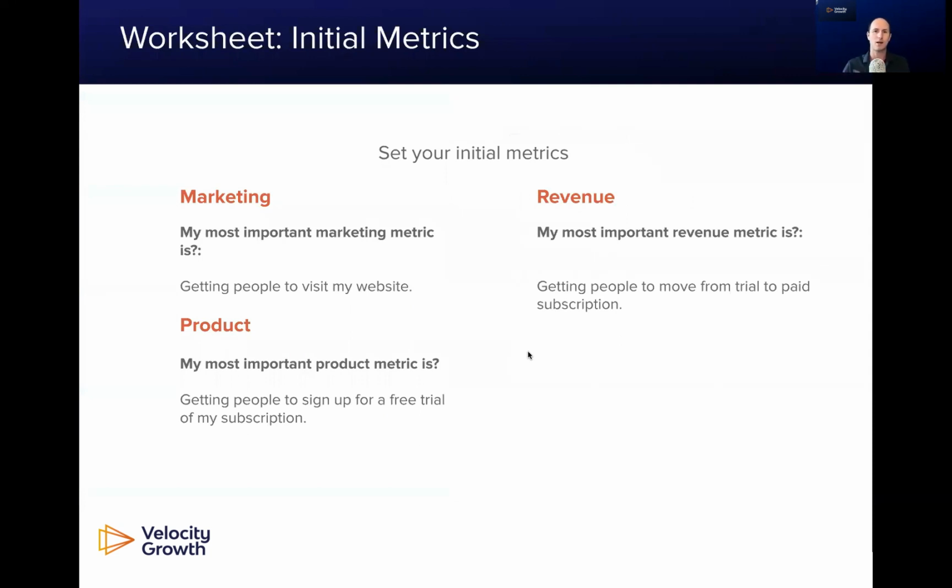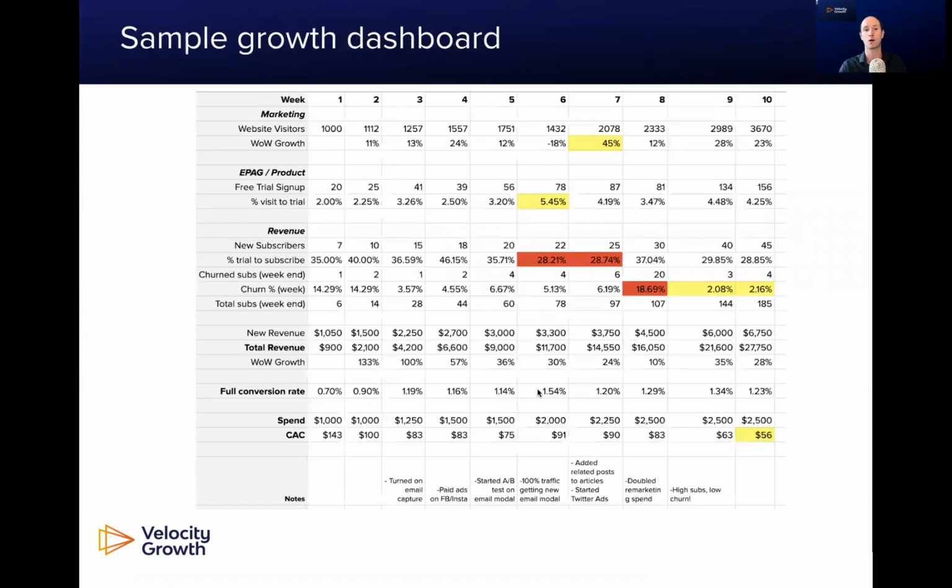I like to look at this on a weekly basis, and you can ask yourself some questions worksheet style here. So what's most important from a marketing perspective? What's most important from a product perspective? What's most important from a revenue perspective, right? So you can kind of use this type of worksheet, get with your team, understand what those leading and lagging metrics might be, and then get to work.